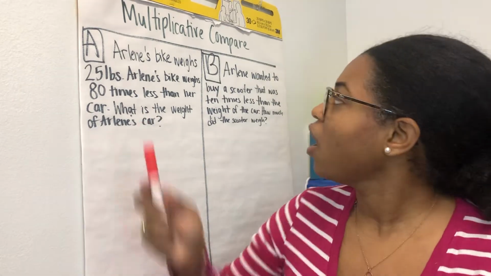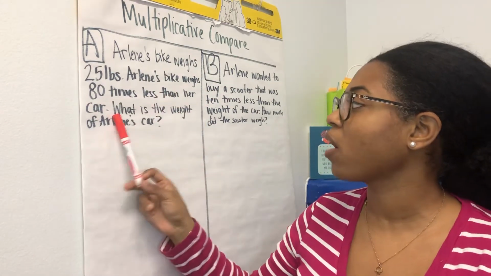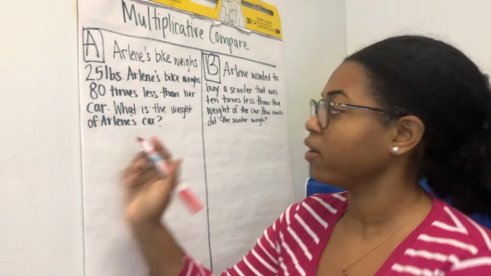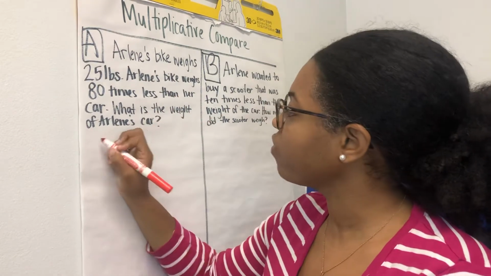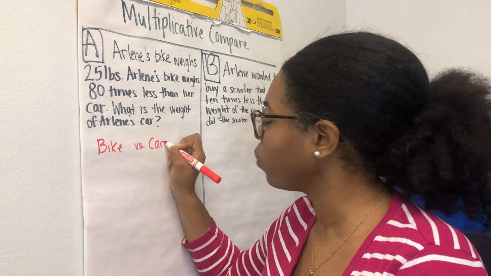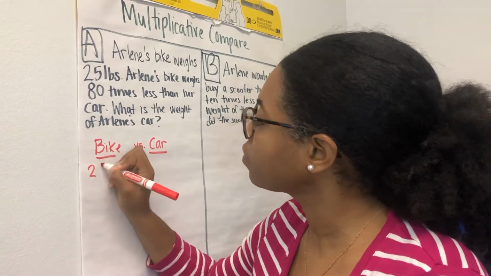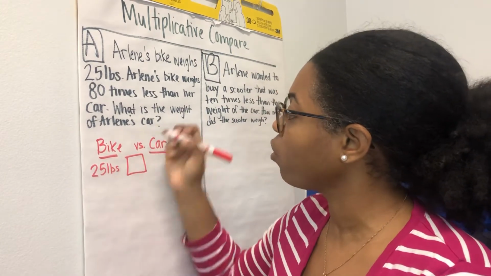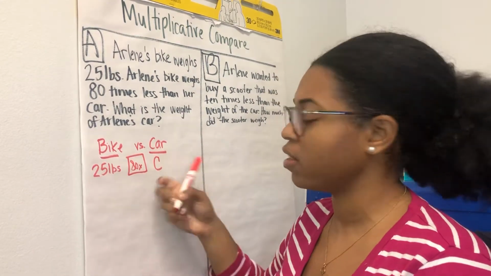Part A. Arlene's bike weighs 25 pounds. Arlene's bike weighs 80 times less than her car. What is the weight of Arlene's car? Okay, so first, let me think about what's being compared. They're comparing the weight of the car versus the weight of the bike. So the bike versus the car, the weight. What do I know? I know the bike weighs 25 pounds. I know the multiplier, how many times more or less, is 80 times. And the car, I don't know. I'm going to put C, the variable for car.